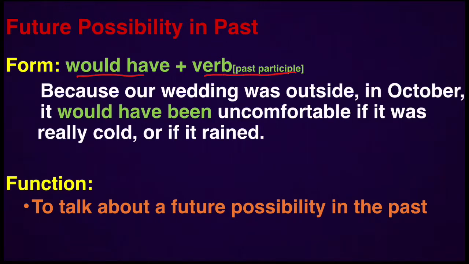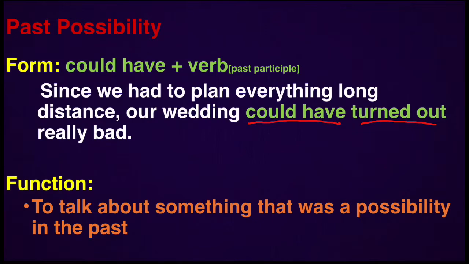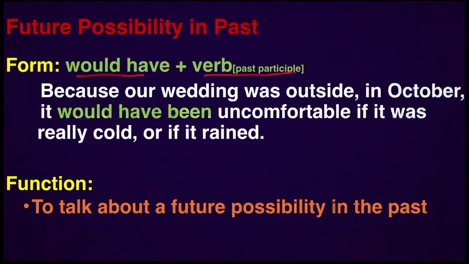Would have plus the base form of the verb. We use this to talk about future possibility in the past. So again, it's imaginary, it's hypothetical. So for example, because our wedding was outside in October in Minnesota, it would have been uncomfortable if it was really cold or if it rained. So thinking about, since we had to plan everything long distance, the wedding could have turned out really bad. How could it have turned out bad? It could have been really uncomfortable, or it would have been if it was cold or if it rained. So it would have been is the possibility of what might have happened in the past, but it didn't actually happen. So we use would have to talk about future possibility in the past.